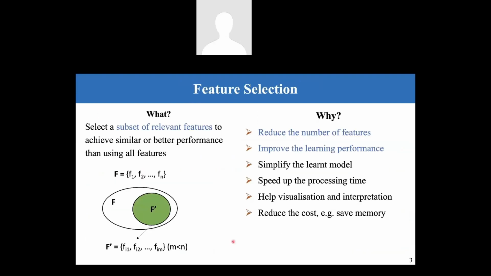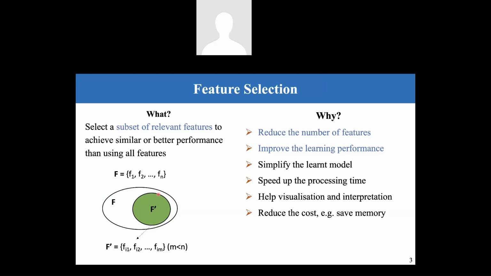So what is feature selection? In general, feature selection is a process of selecting a small subset of features, F prime, from the large feature set, F here, with the expectation that the selected features can achieve similar or even better performance than using all the features here, okay?